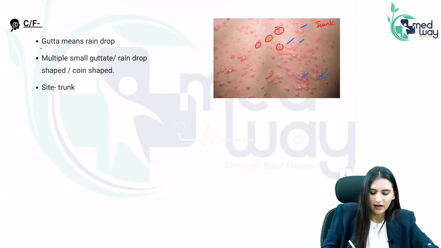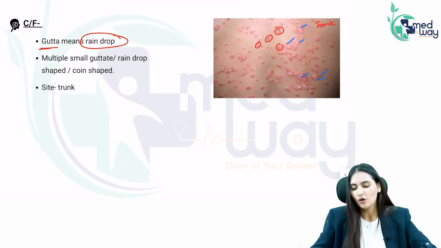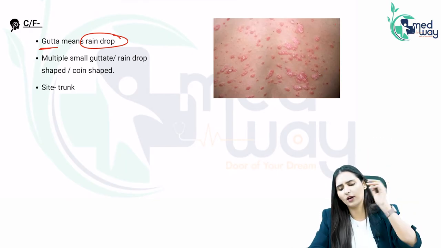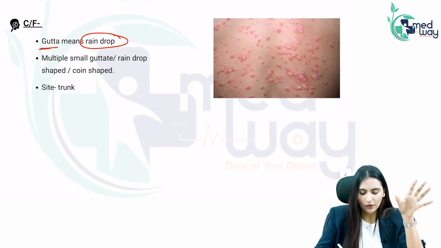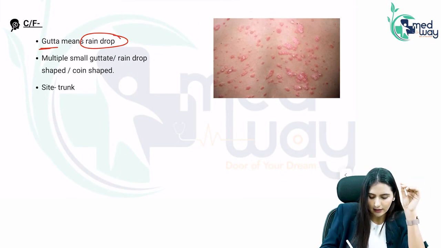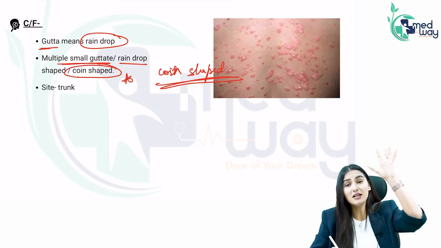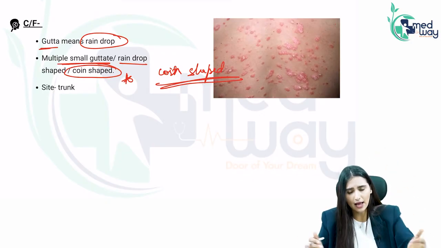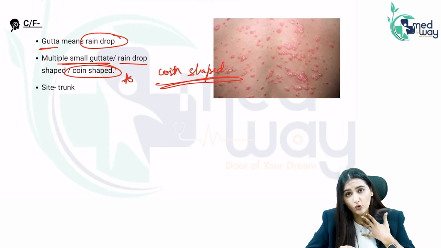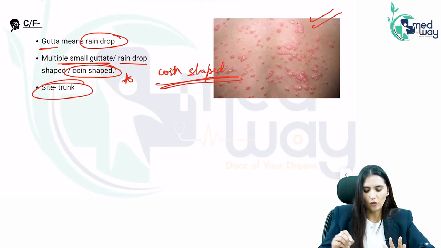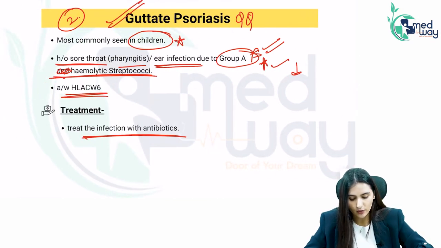Now, guttate actually means raindrop. Don't you think these lesions look like raindrops? Just look at this, like raindrops have just fallen over here. So guttate means raindrops, and multiple small guttate, raindrop or coin-shaped lesions. This is important. So these are coin-shaped. Tiny multiple lesions, usually on the trunk, on the chest, can be present on the hands, in a child who has a history of sore throat or ear infection, and they give you this image. Think of guttate psoriasis. Site, trunk, I've already mentioned. So this was your guttate psoriasis.